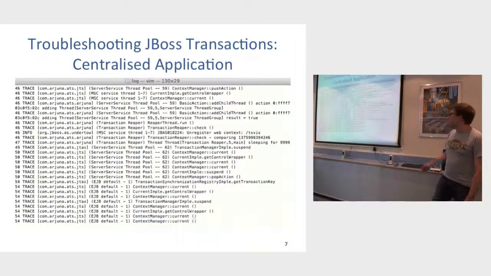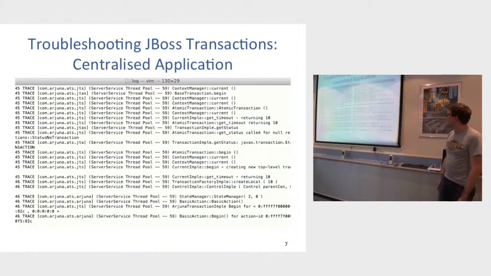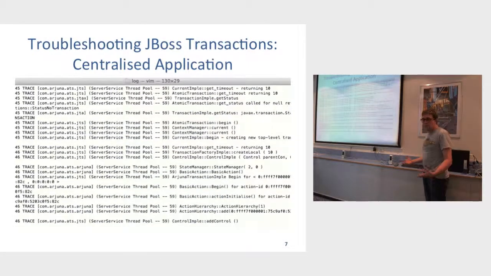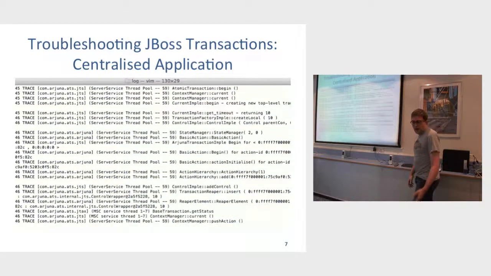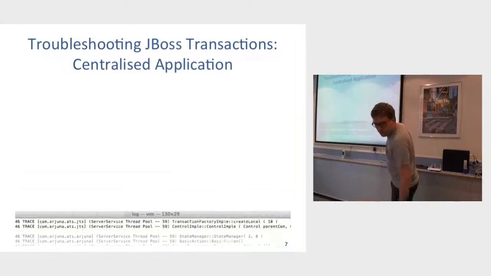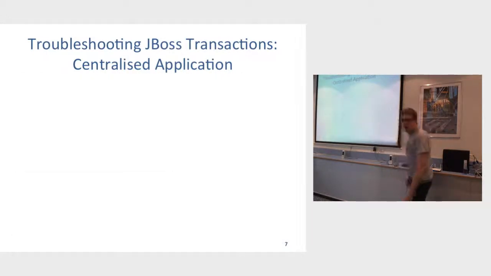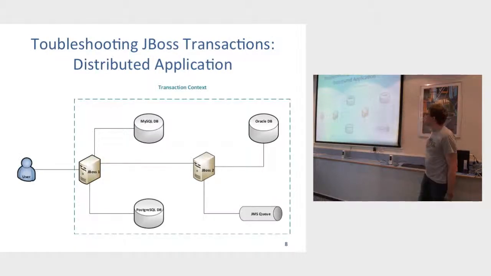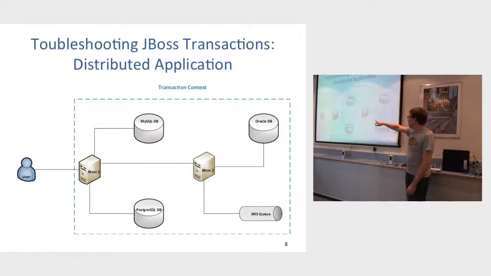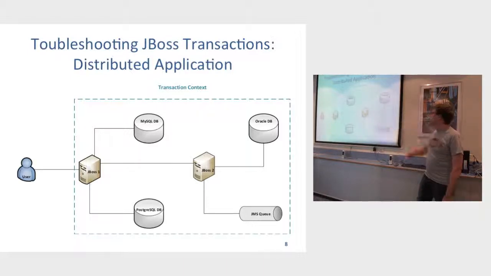Really, unless you have an idea of what's going on, they don't really mean a lot to you. So that's basically what you have to do. Now, if we look at, for example, a distributed application, I've got here the one JBoss server enlisting two participants. It's then propagating this transaction context to the second server, which is enlisting some more resources.